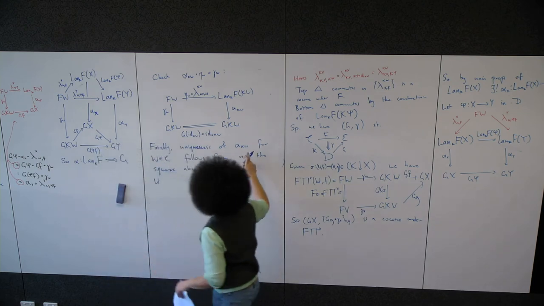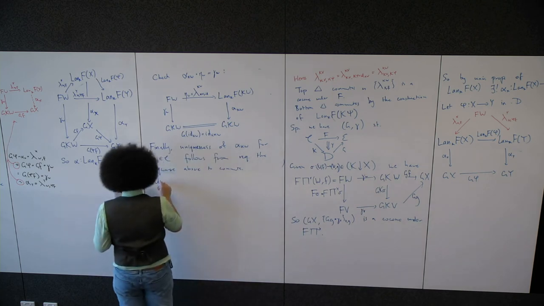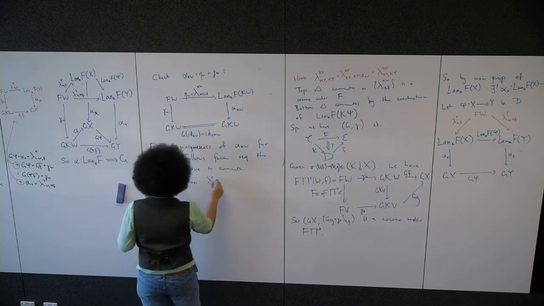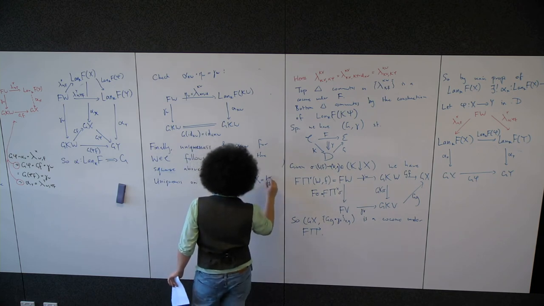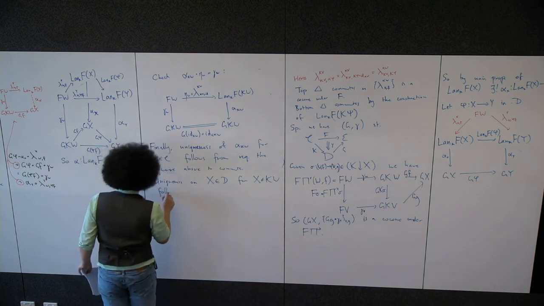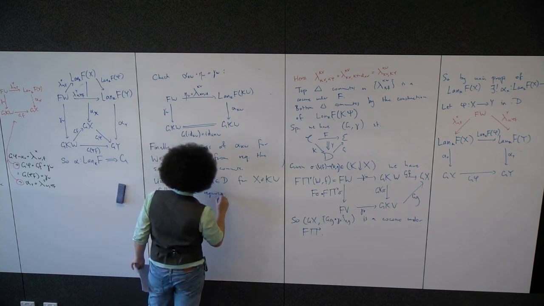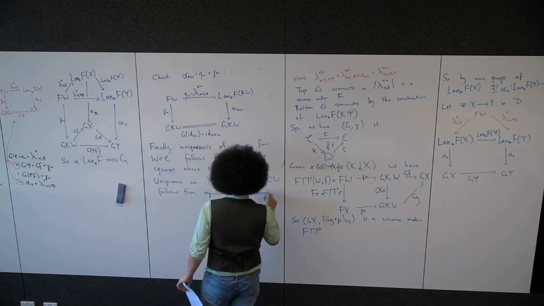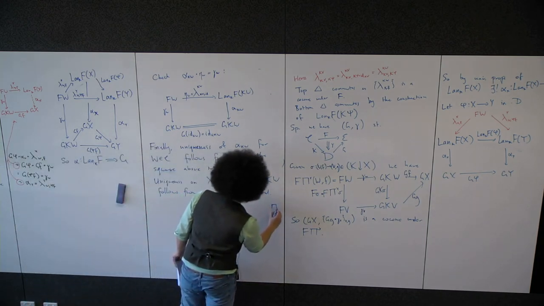But that only covers things that started in C, and D might have objects that are not mapped to by K. So uniqueness on X in D, for X not some KW, follows from requiring alpha is natural. And now I'm going to put a square under this because that was a lot of work.